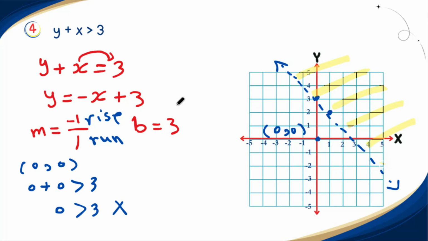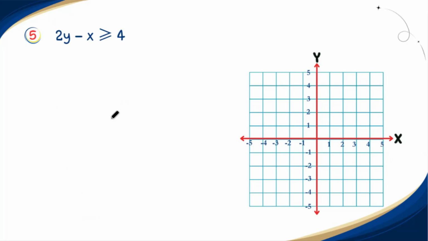Okay. Next question. 2y minus x more than or equal to 4. Like we said, write it as an equation first. Next step, we need to write it in slope intercept form. Then we need to move this x to the other side.